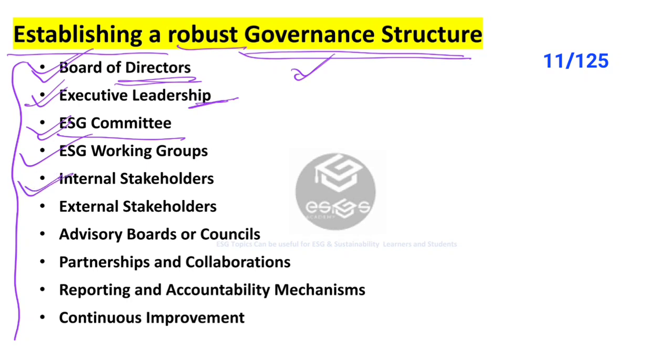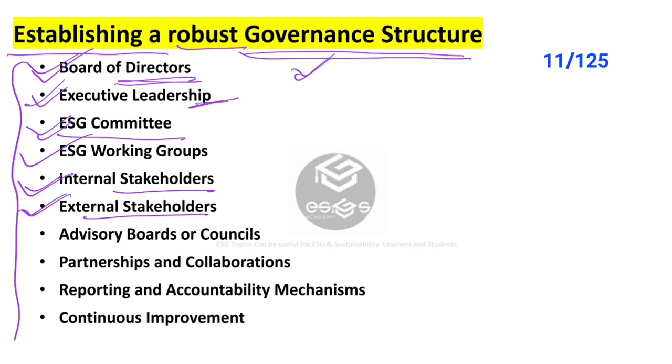Then internal stakeholders. Various departments and teams within the organization, including sustainability, CSR (corporate social responsibility), risk management, human resources, finance, and operations, play key roles in implementing ESG initiatives. Collaboration, coordination and cooperation among these internal stakeholders are essential for effective integration of ESG principles into business practices.